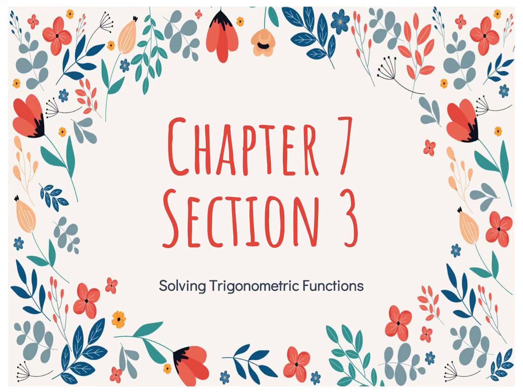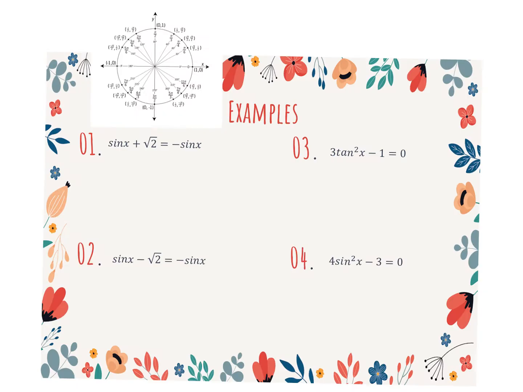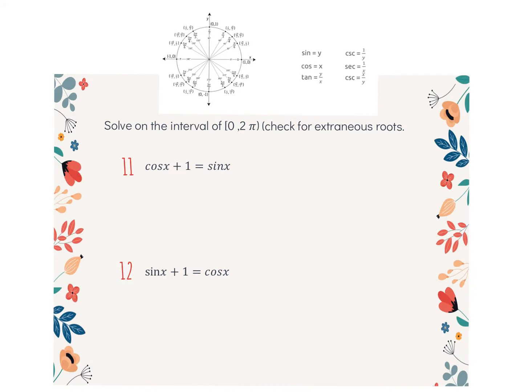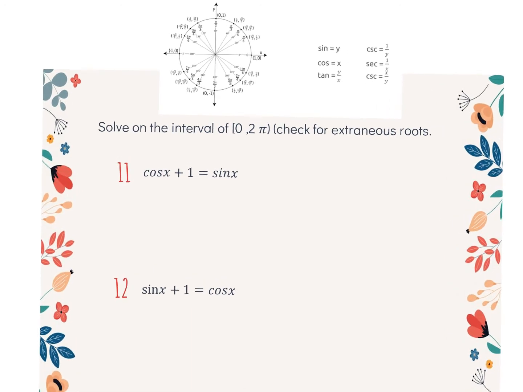Okay, so today we're going to finish up the examples from the notes for section 3. I'm going to start with number 11. For number 11, notice the directions have changed now. Notice they're telling us to check for extraneous roots.